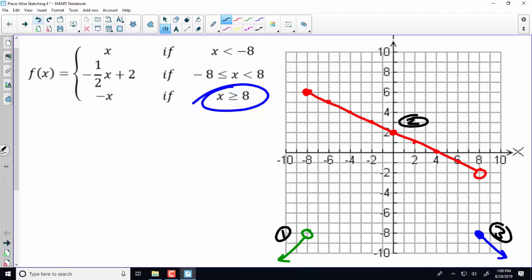This red one here in the middle seems to dominate. All right, 3 pieces, we drew all 3. It really does help to know what the graph of f of x equals x and f of x equals -x, what those look like.